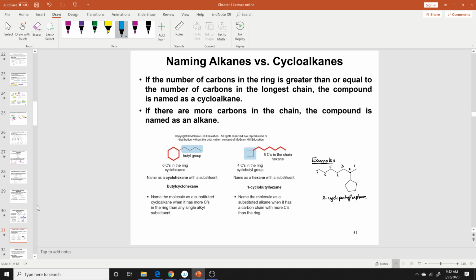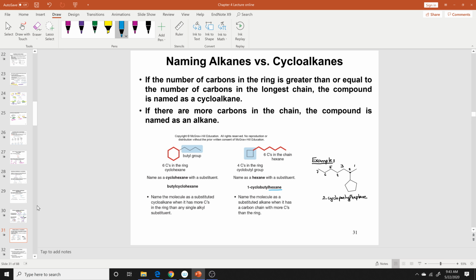So now if you have a cycloalkane and an alkane chain, the rule says if the number of carbons in the ring is more or is equal to the number of carbons in the long chain, then the compound is going to end in cycloalkane. But if the number of carbons in the long chain is more, then the ending is going to be as an alkane, and then the cycle is going to be a substituent in that case. So the ending will not be in the cycle.